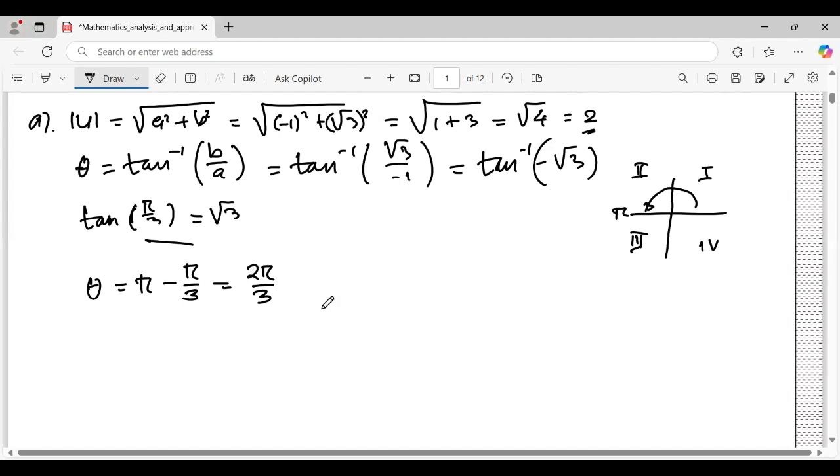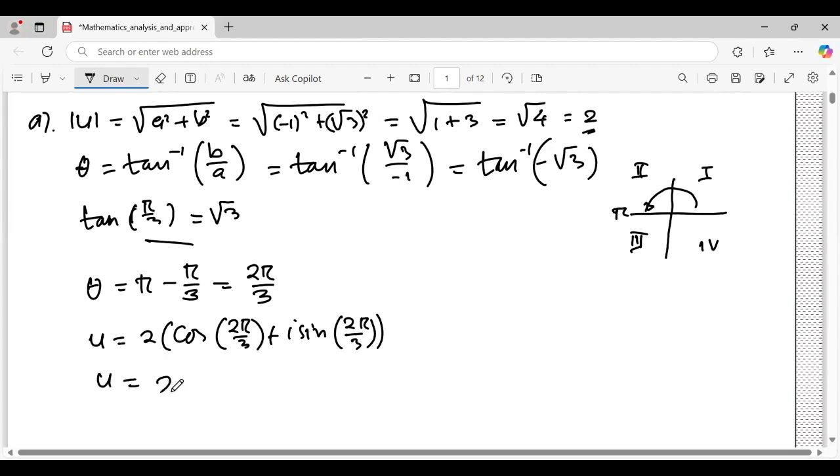So we can express it in polar form as u equals 2 times cosine 2 pi third plus i sine 2 pi third. And using Euler's formula, it becomes 2 e power i 2 pi third, like this.